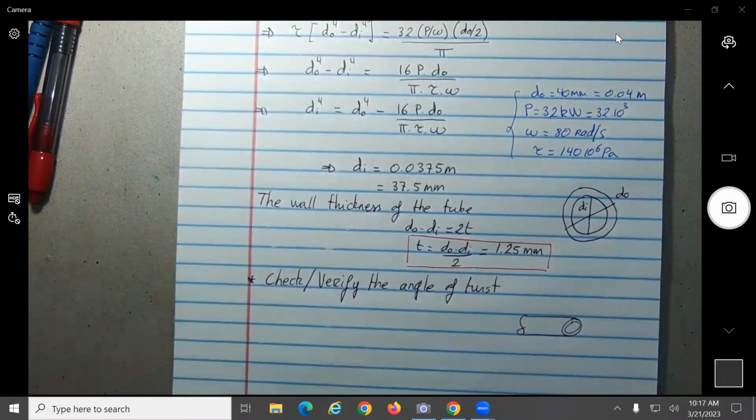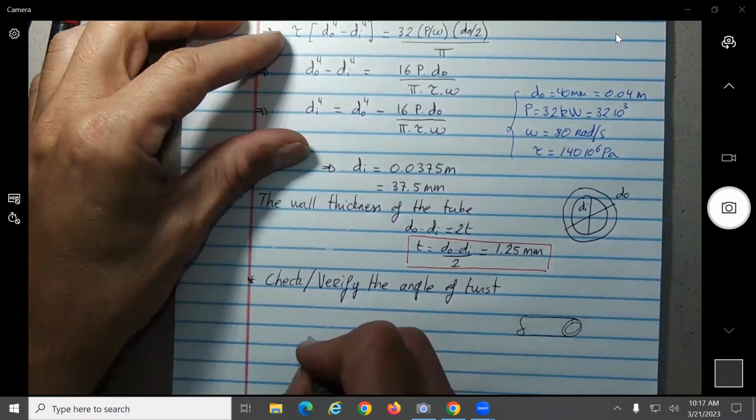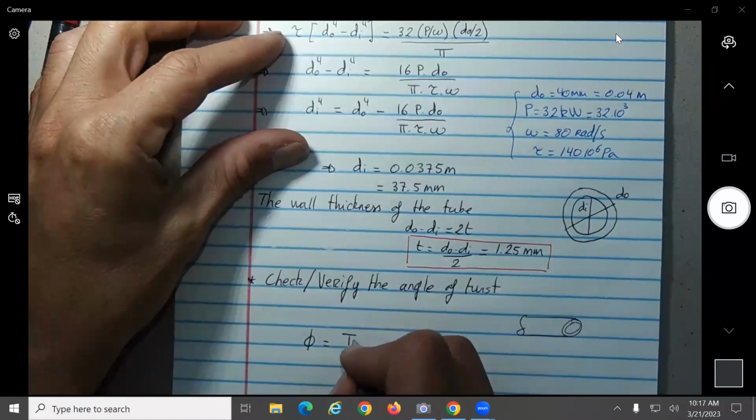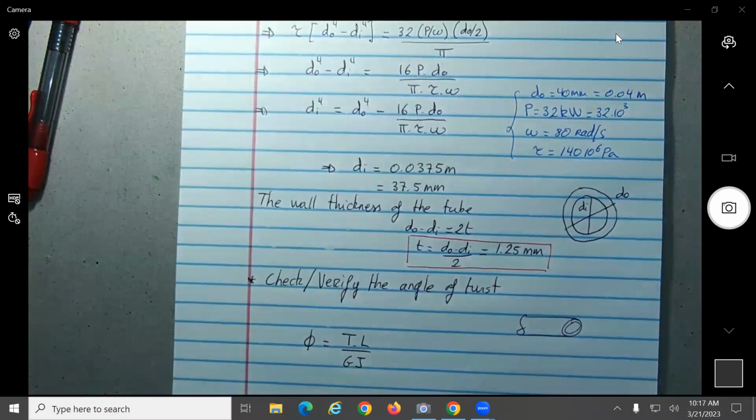All right, so basically is this. So basically what we said was the expression for the angle of twist is TL over GJ.